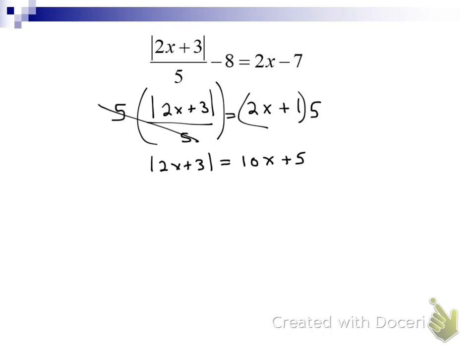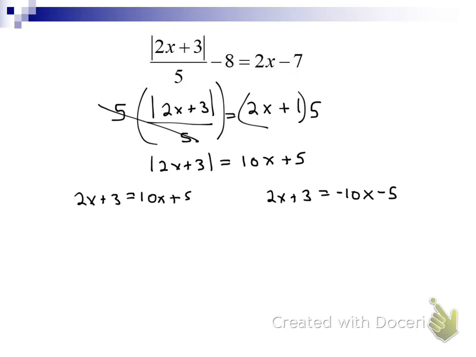And now we're going to write it as two separate equations. We're going to say 2x plus 3 is equal to the positive 10x plus 5. But we're also going to say 2x plus 3 is equal to, distribute the negative through, and that would give me negative 10x minus 5. We good? All right, so we're going to solve for x.